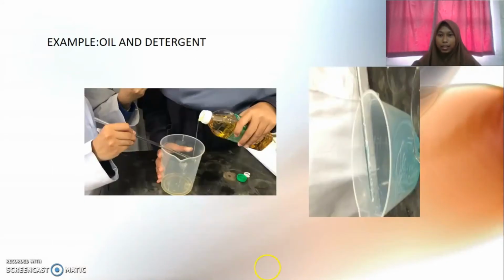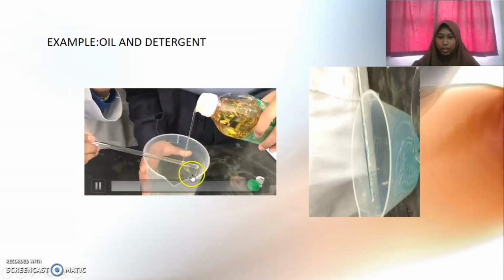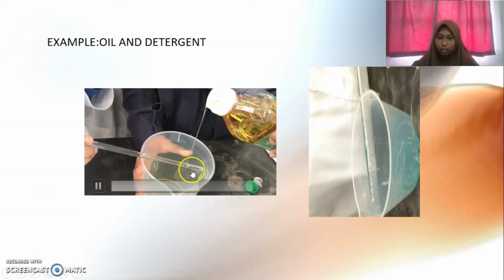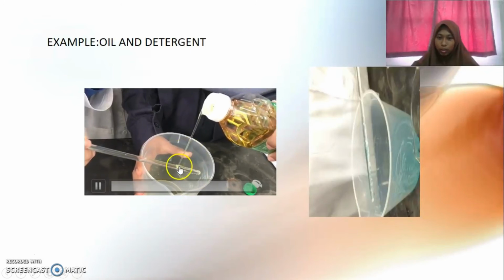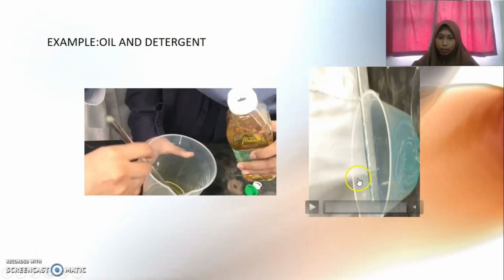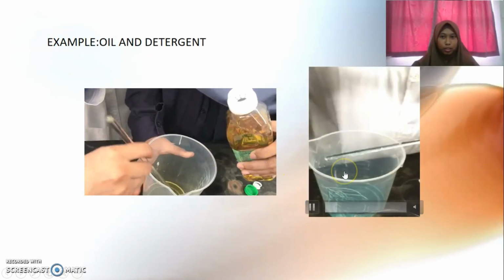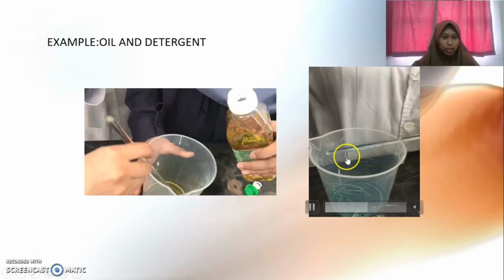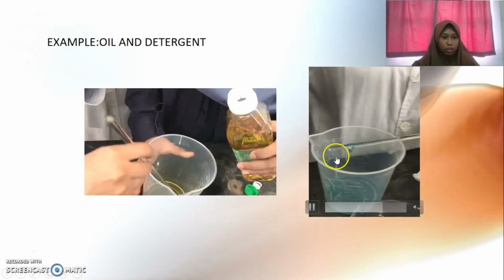Next, this is an example of the chaos effect using oil. You can see at the rod there is no deflection of the oil to the container, and this is the chaos effect using detergent. And you can see the detergent is displaced towards the container.